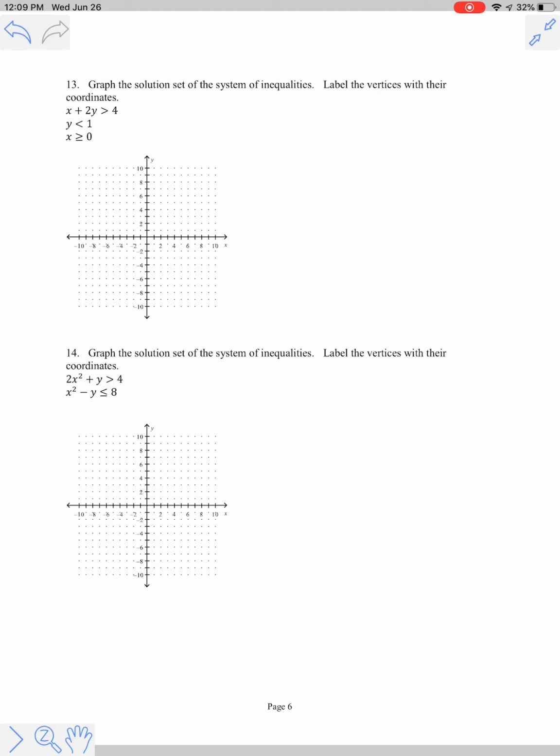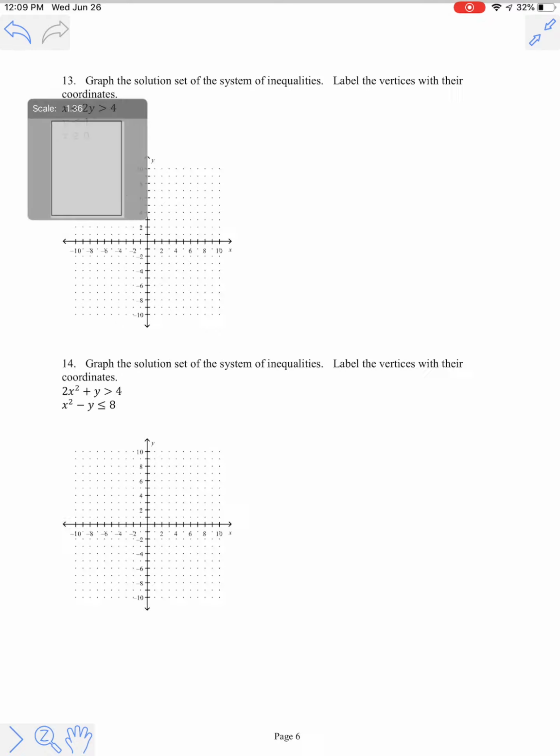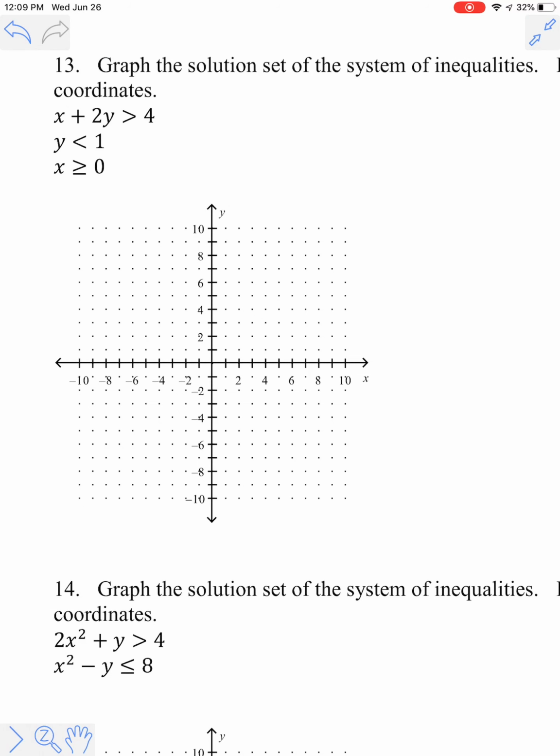Okay, question 13. These are from section 5.5, graphing the solution set to systems of inequalities. So for this first one, I'm going to find the x-intercept by letting y equal 0. The x-intercept then is 4. And if I want to find the y-intercept, I let x equal 0, divide by 2, and I get y equals 2, so I know the y-intercept is 2. Because this is not a greater than or equal to, it's just greater than, there's a dotted line.